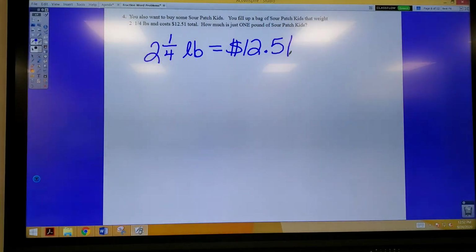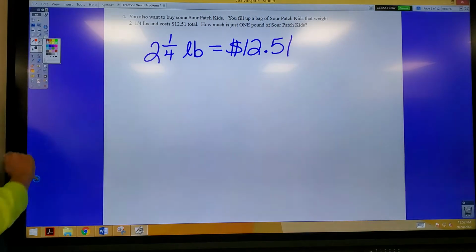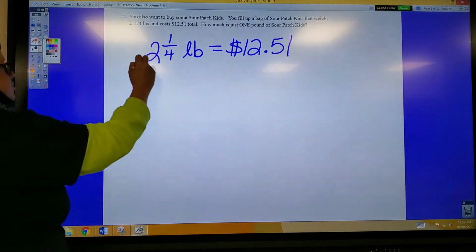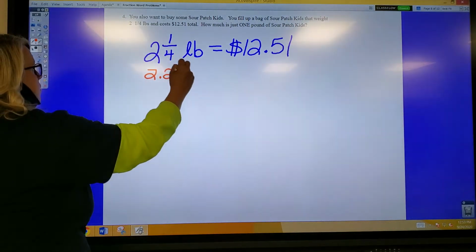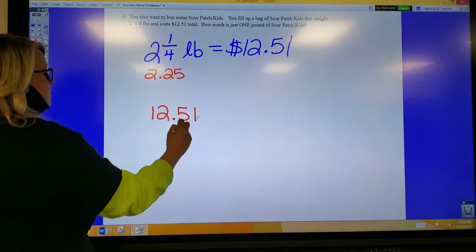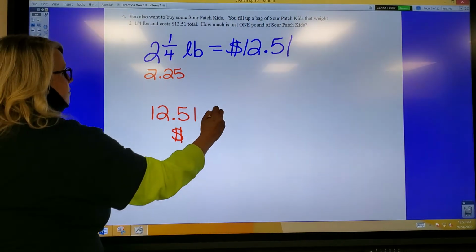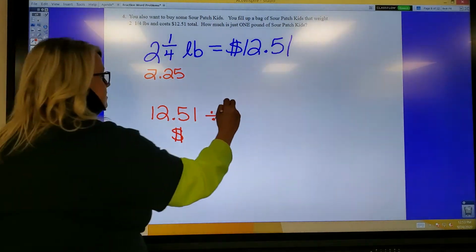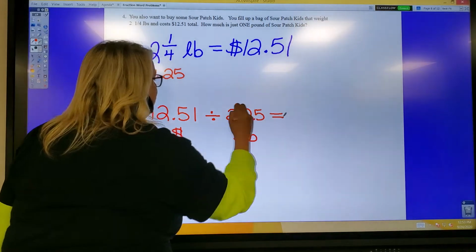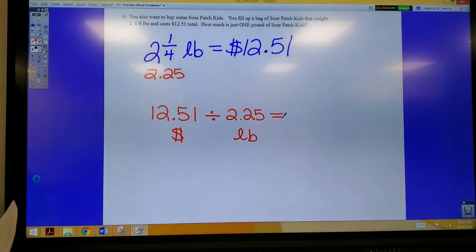But since you are allowed to use calculators, let's make this 2 1/4 easier to work with. How can I rewrite 2 1/4? 2.25. 2.25, good. So again, I'm going to take the total price and divide it by the total pounds, which was 2.25. And that is going to give me the price for 1 pound, which is 4.